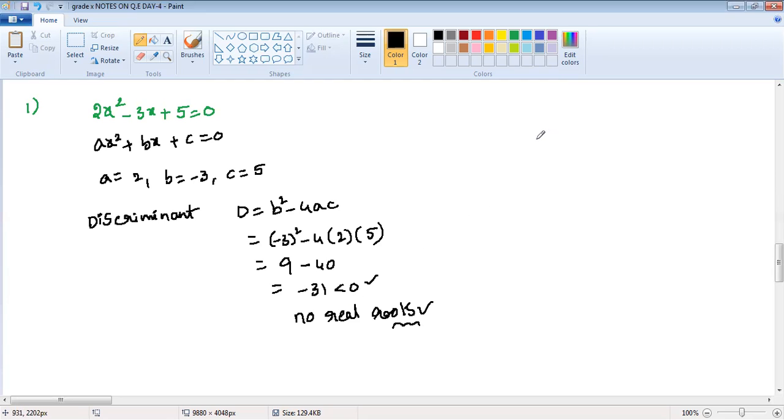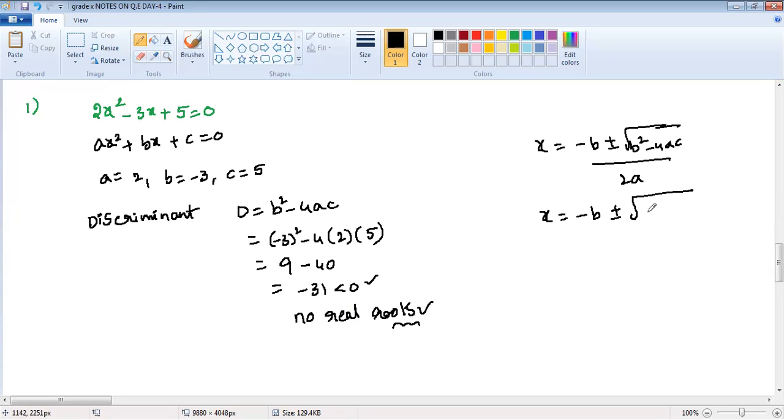See, the quadratic formula says that x is equal to minus b plus or minus root of b square minus 4ac, by 2a. Got it? So x is equal to minus b plus or minus something, and we got a negative value under the root. What is the square root of negative 36? The square root of 36 is plus or minus 6. But what is the square root of minus 36?